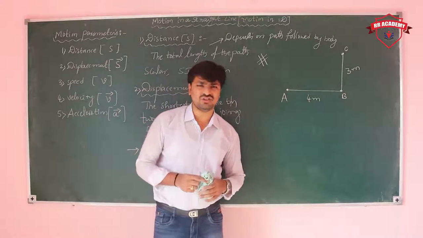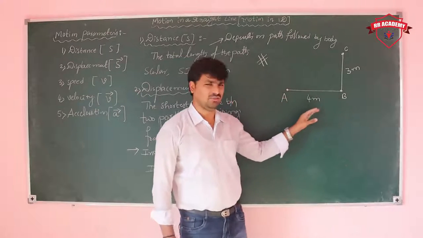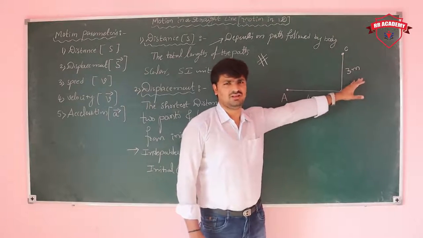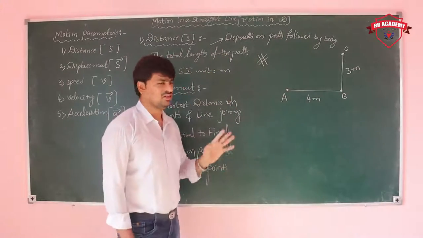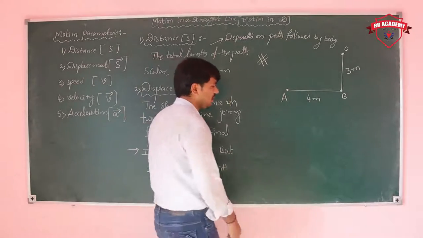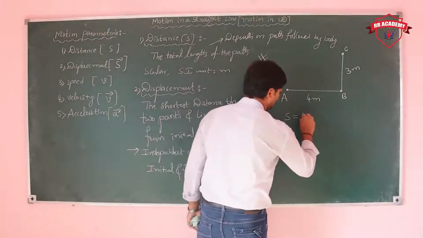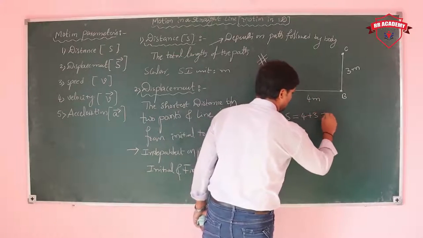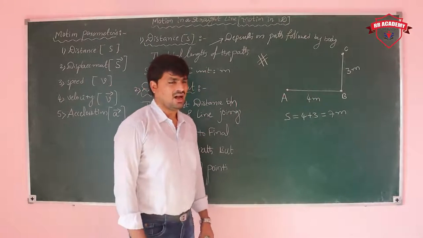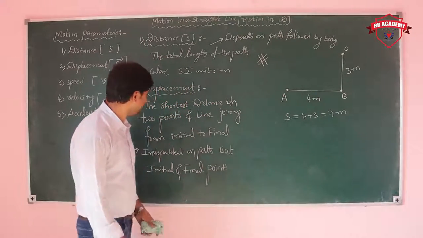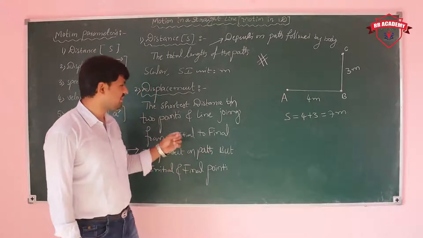According to the definition of distance, what can we say? A to B, 4 meters. B to C, 3 meters. So what is the distance? Actual length of the path. What is the actual length of the path? 3 plus 4, that is equal to 7 meters.